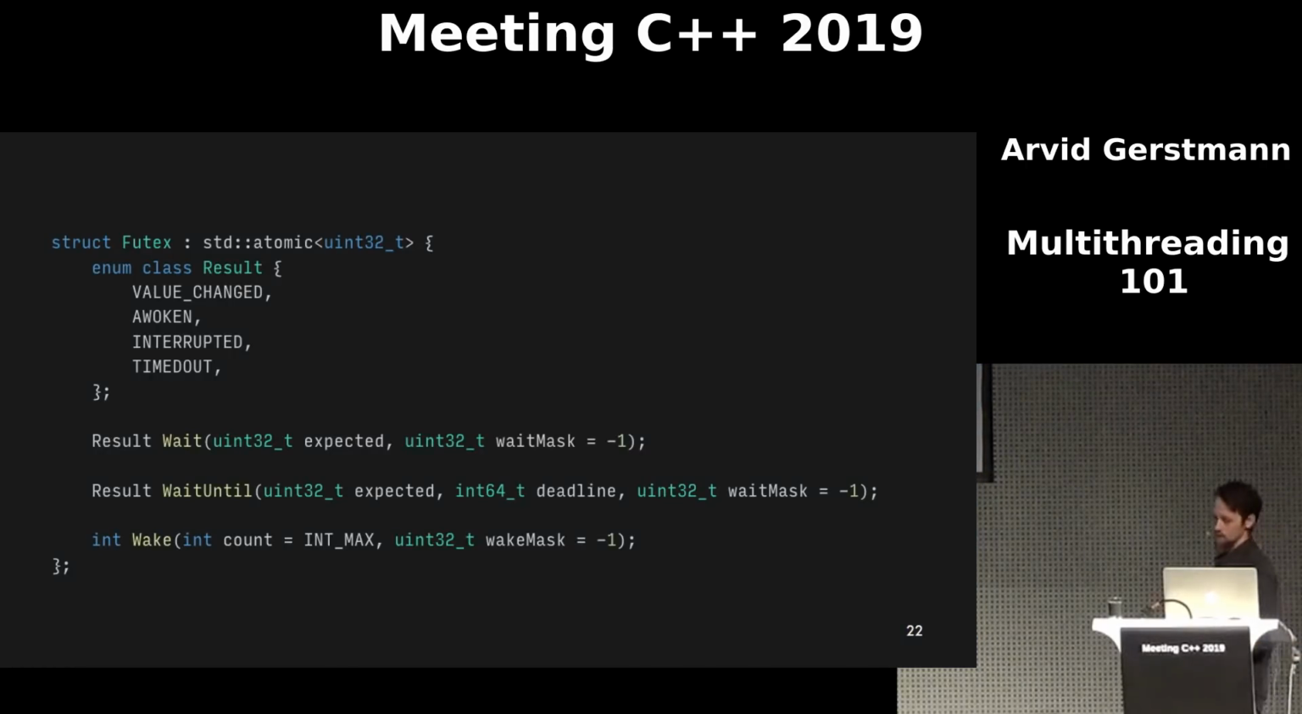So let's start by building the futex. We're building the futex by inheriting from a std atomic of uint32. Why this is important will be explained in a couple minutes, a little bit later. For now, just keep track of it. The futex has 3 functions: wait, wait until, and wake. The wait and wait until functions do the work we need to do in sleep thread, and the wake function is for the work in wake thread.